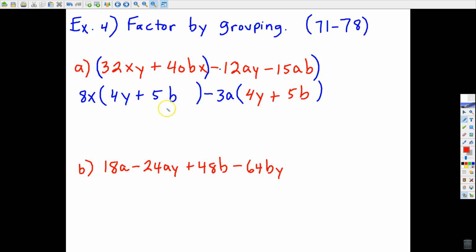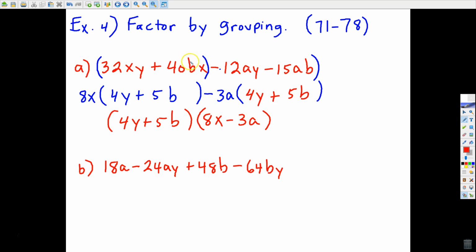Well, you'll know you've done the right thing if you have these 2 matching binomials. See how they match? So that's a clue. That's a good sign that you've done the factoring correctly. So you can essentially treat this binomial 4y plus 5b as a GCF. And so my final answer will be that matching binomial 4y plus 5b, and then I'm going to multiply that times these other terms, 8x minus 3a, put together in another binomial.